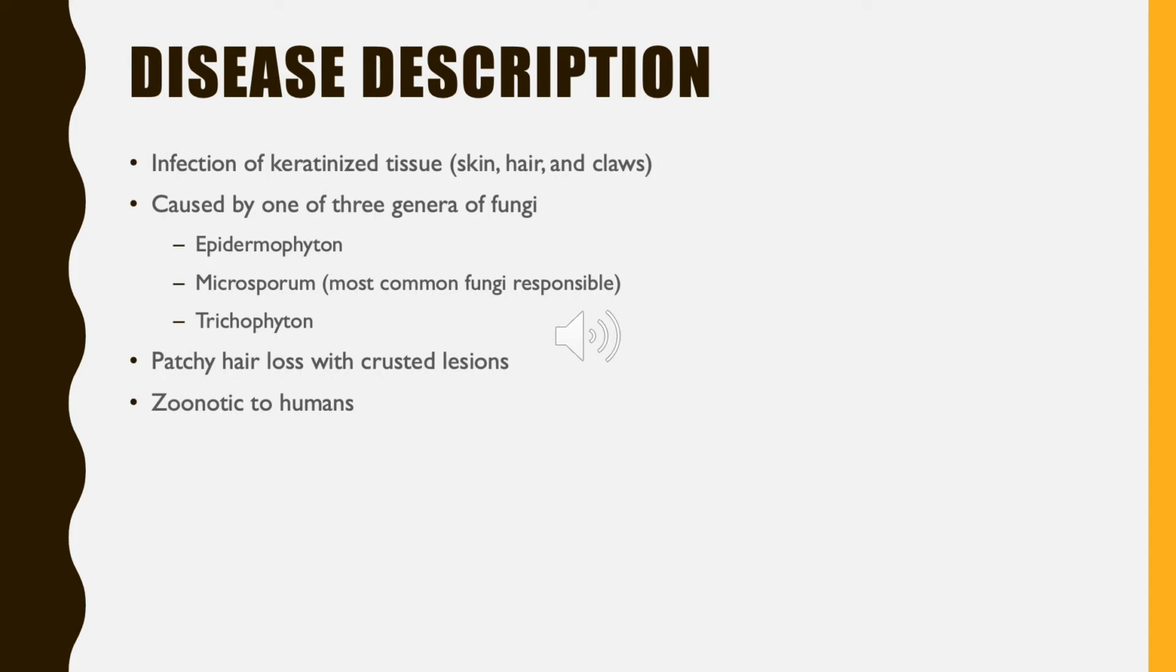Ringworm is an infection of keratinized tissue: skin, hair, and claws. It is caused by 3 genera of fungi, with Microsporum being the most common type seen in cats. It is clinically known to be a self-curing disease in healthy cats, with self-cure occurring within 4 months of infection.